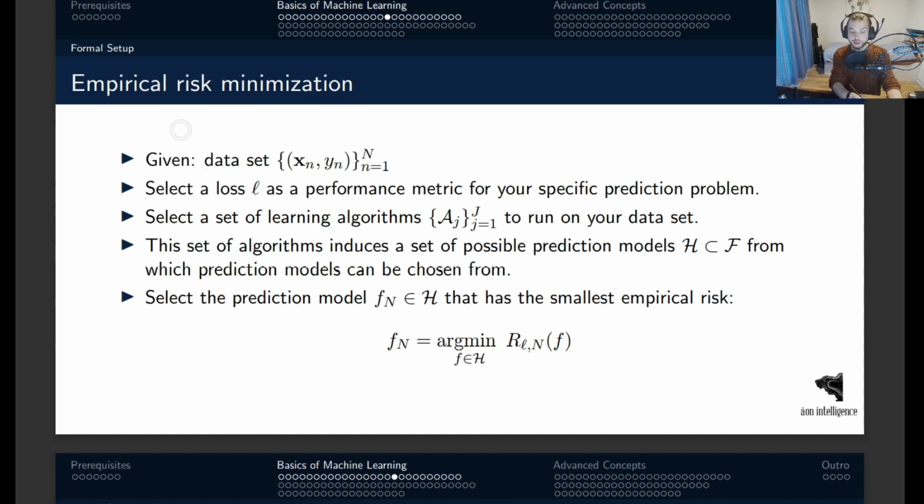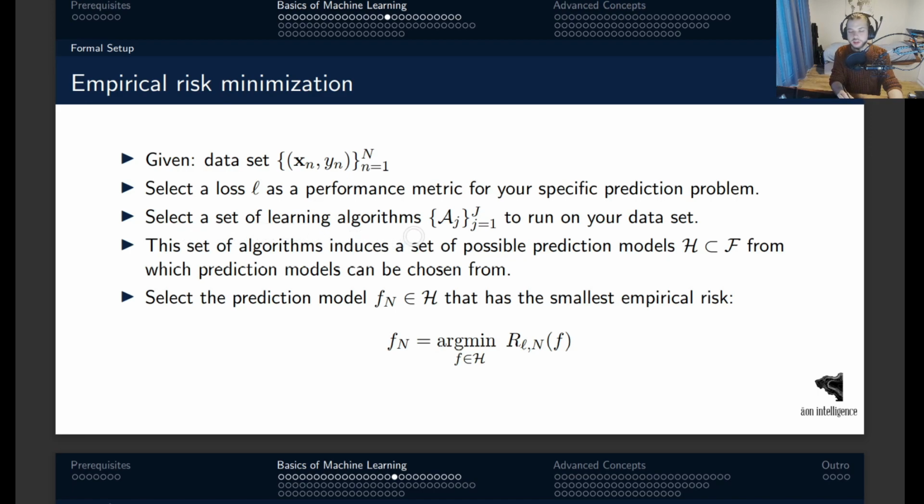Unsurprisingly, we call the approach of minimizing the empirical risk empirical risk minimization. In this procedure, we are given a finite dataset containing n elements, where each element is a tuple containing an input observation as well as a label associated with that observation. Then we select a loss L, and we use it as a performance metric for the prediction problem.